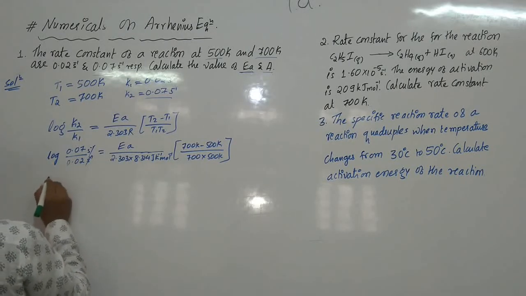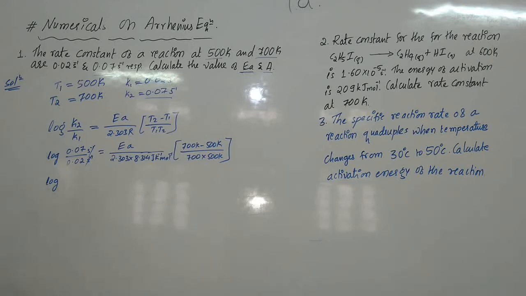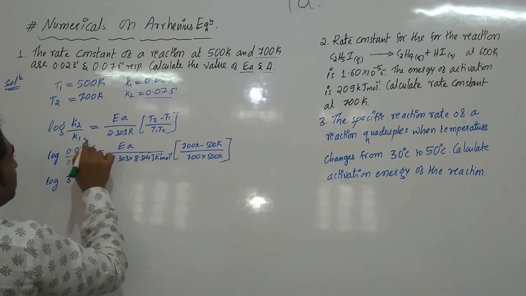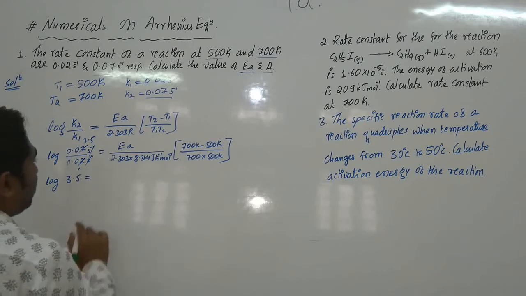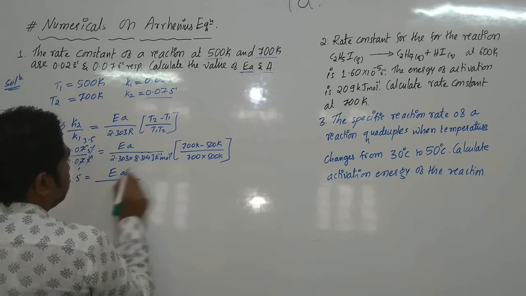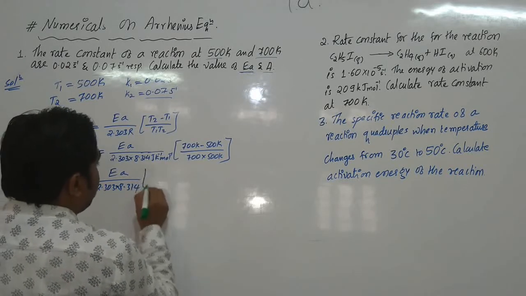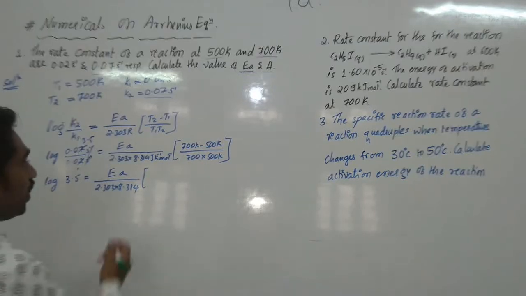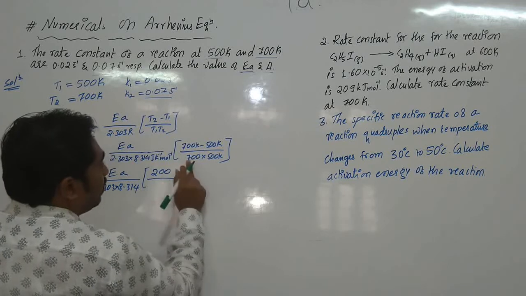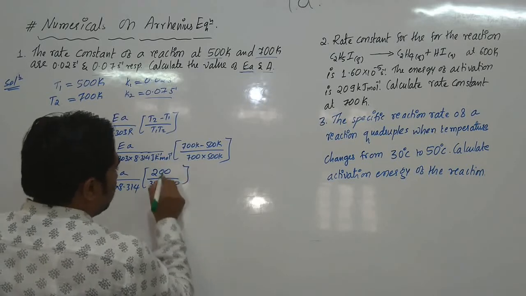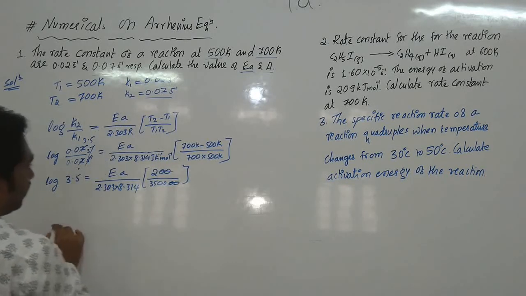Next, on dividing this I am going to get log of 0.07 divided by 0.02. It will be log of 3.5. So 3.5 equals Ea divided by 2.303 into 8.314 into, here 700 minus 500, it will be 200, divided by 7 into 5, 35, 0000. Okay, 20 cancels out.